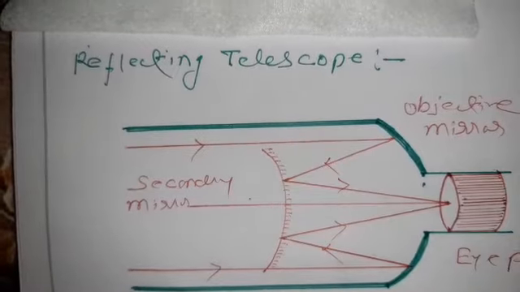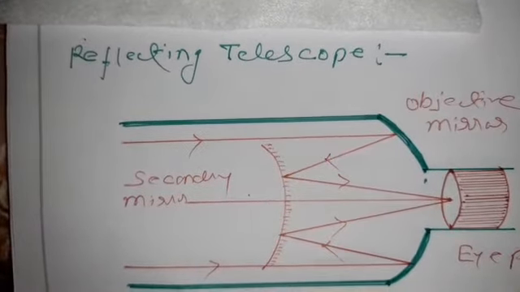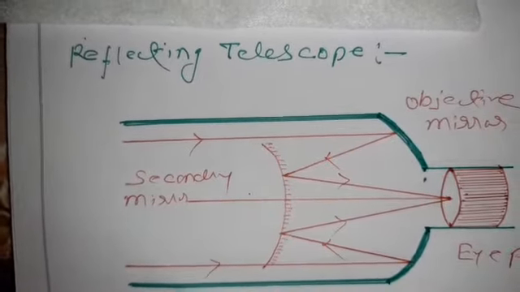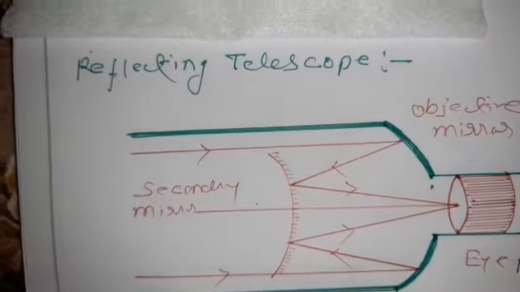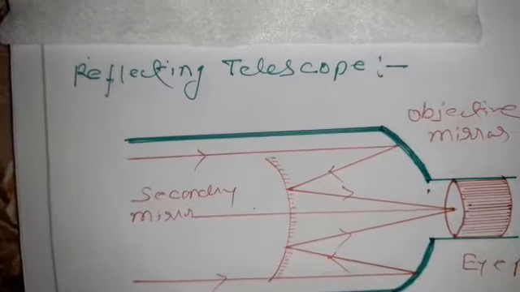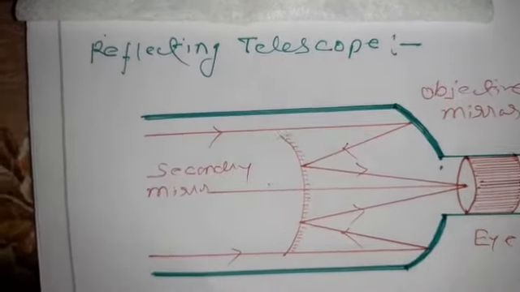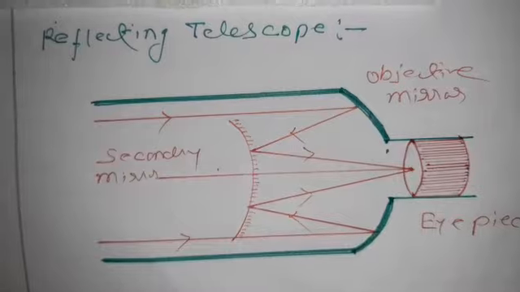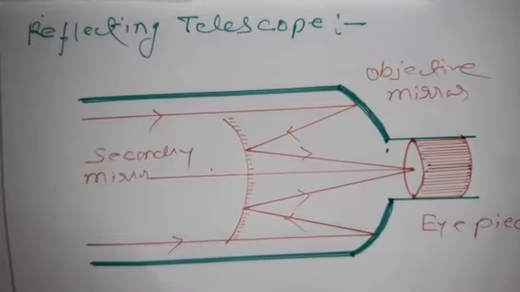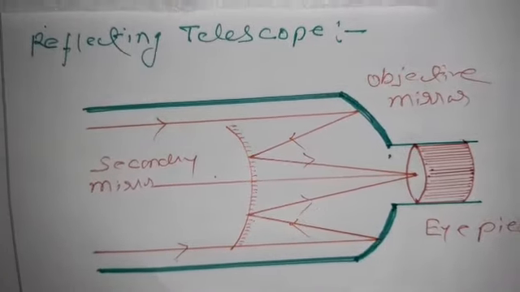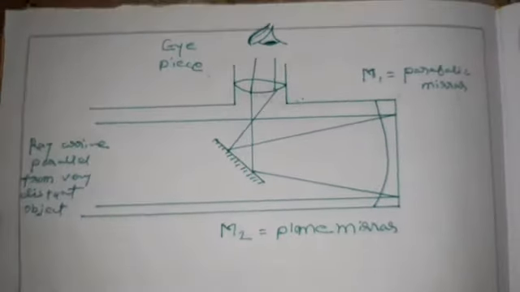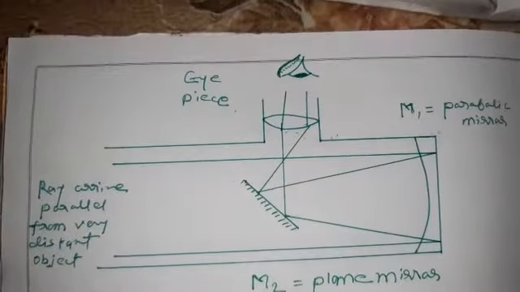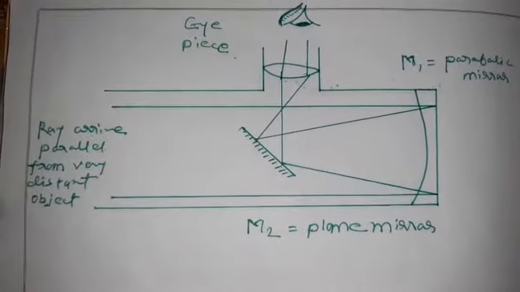One popular configuration of mirror and eyepiece is called the Newtonian reflecting type telescope, named after its designer Newton. So here we have a Newtonian type reflecting telescope.